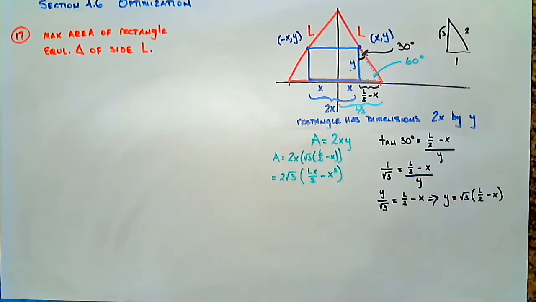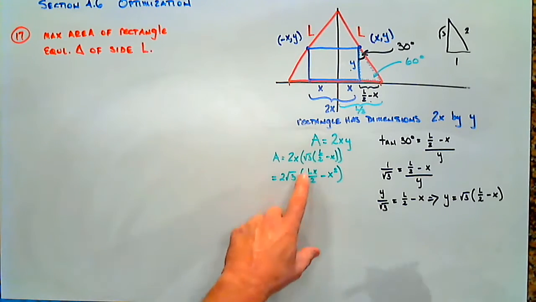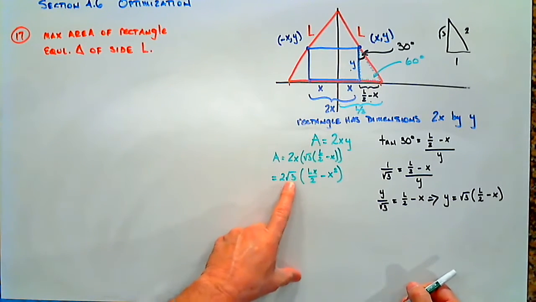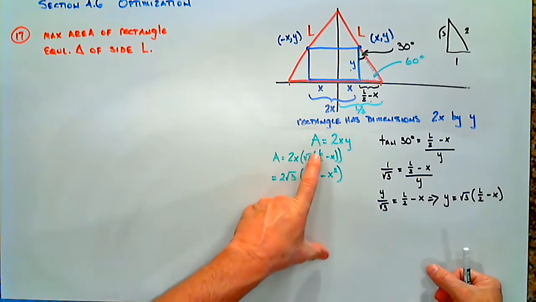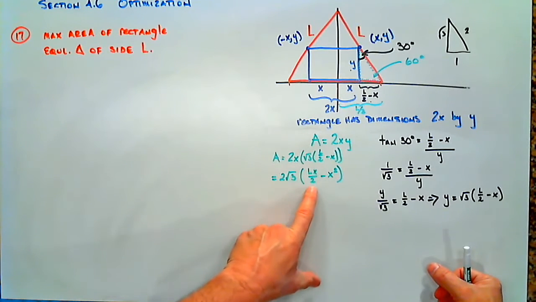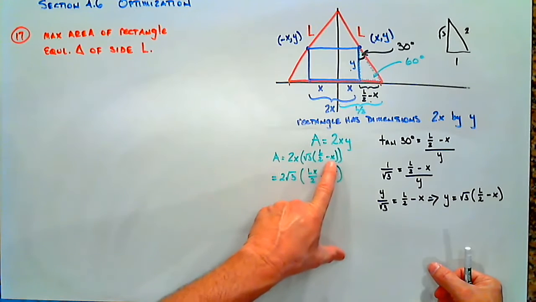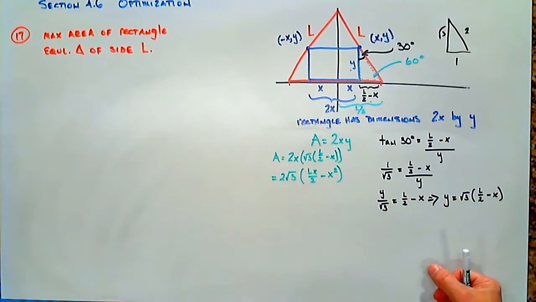Right? So let's just take another look at that and make sure we multiplied that correctly. I put the root 3 out here with the 2, the constants out in front. x times L over 2 is Lx over 2. x times negative x is minus x squared.